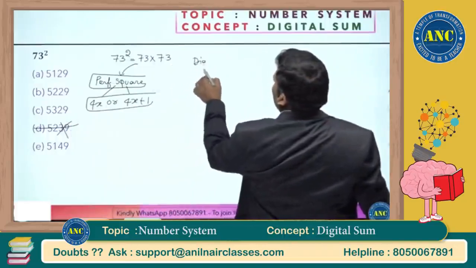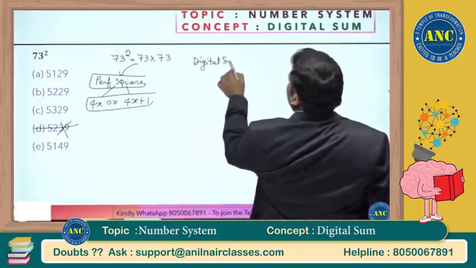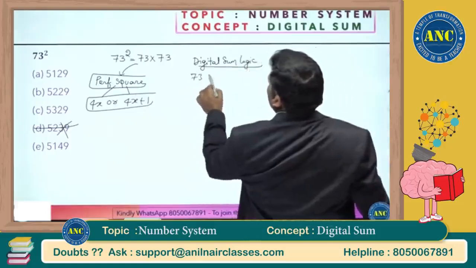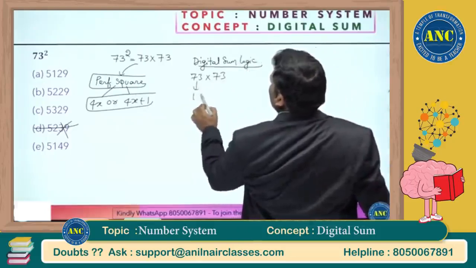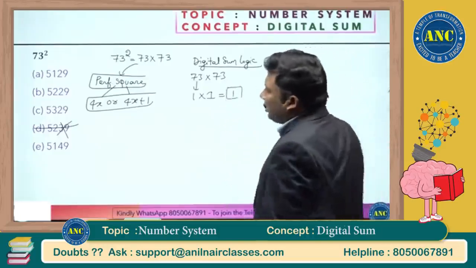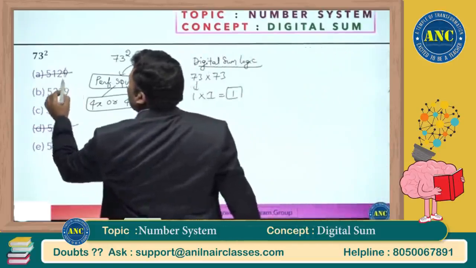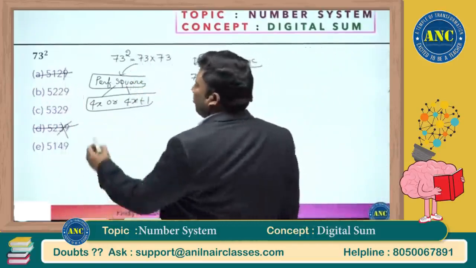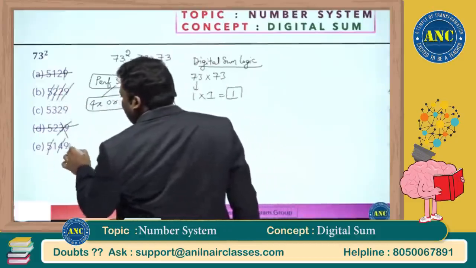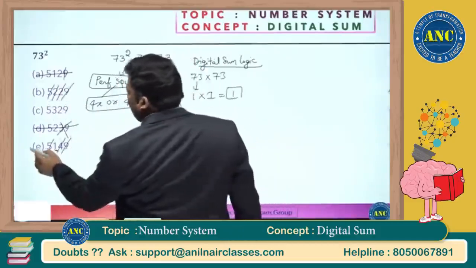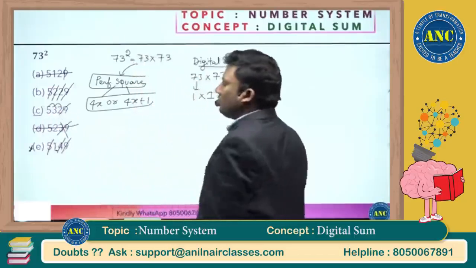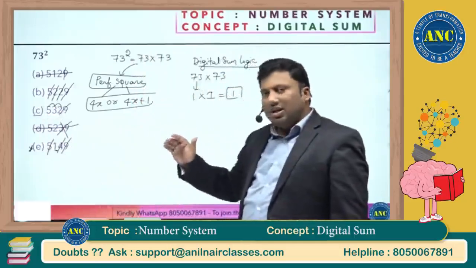Apply the digital sum logic. 73 into 73: 7 plus 3 is 10, 7 plus 3 is 10, 1 ones are 1. The answer's digital sum should be 1. 9 deleted. 5 plus 1 plus 2 is 8, not possible. 5 plus 2 plus 2, deleted. 5 plus 4 is 9, deleted. 5, 1, 4, 9 is 1. 5 plus 3 plus 2 is 10, it is 1. So we are stuck between option C and option E.